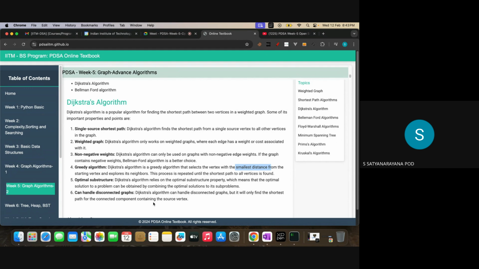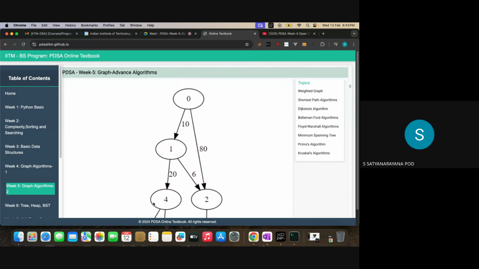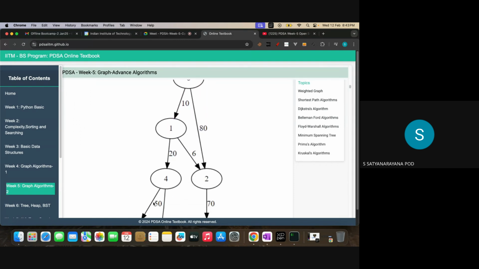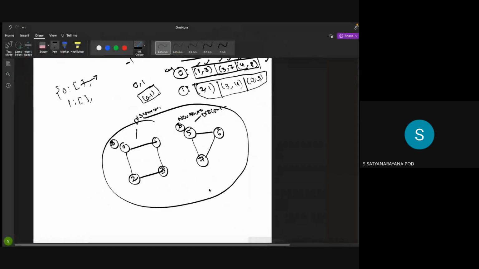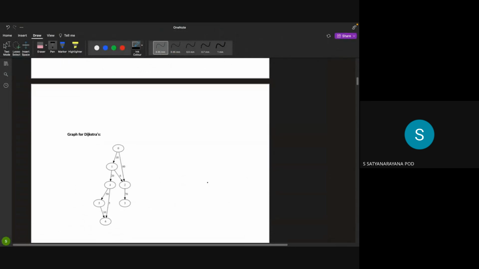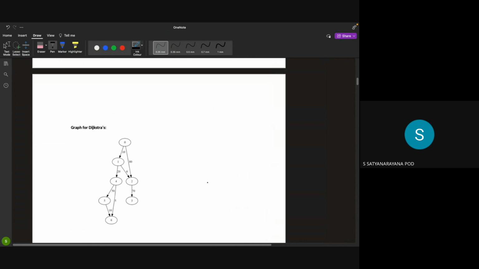I'm not going for the code, because understanding the code is the easiest job. It's like a cakewalk. I'm trying to show how Dijkstra's works for this particular graph. I'm taking the same graph, but minimized so that we can solve it quickly. How does Dijkstra's work?